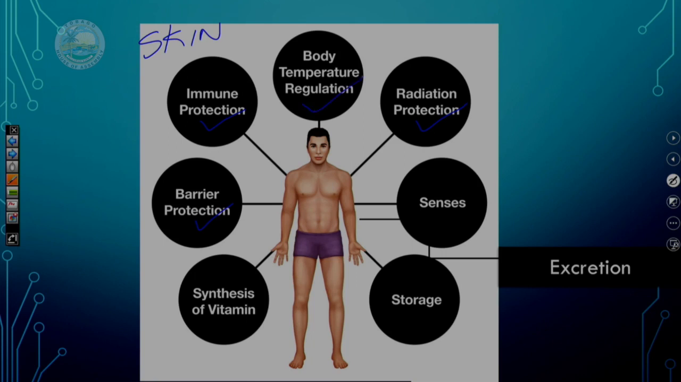It controls your body temperature, very important. Of course, your skin is a sense organ, your sense of touch. It helps to synthesize specific vitamins, specifically vitamin D, and it is used as storage. We know that because if any one of you have any fat on your body at all, we know that fat is stored beneath the skin. And of course, it has an excretory function where it helps to get rid of waste materials that have been synthesized within the body.